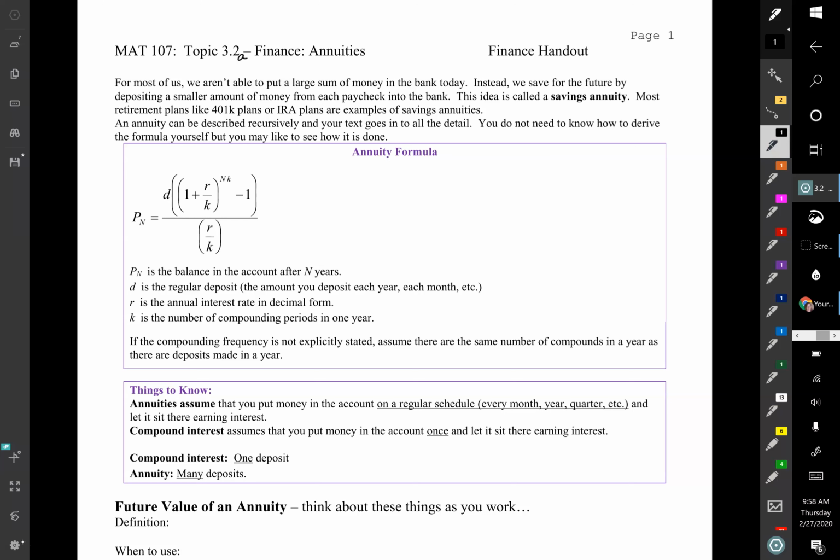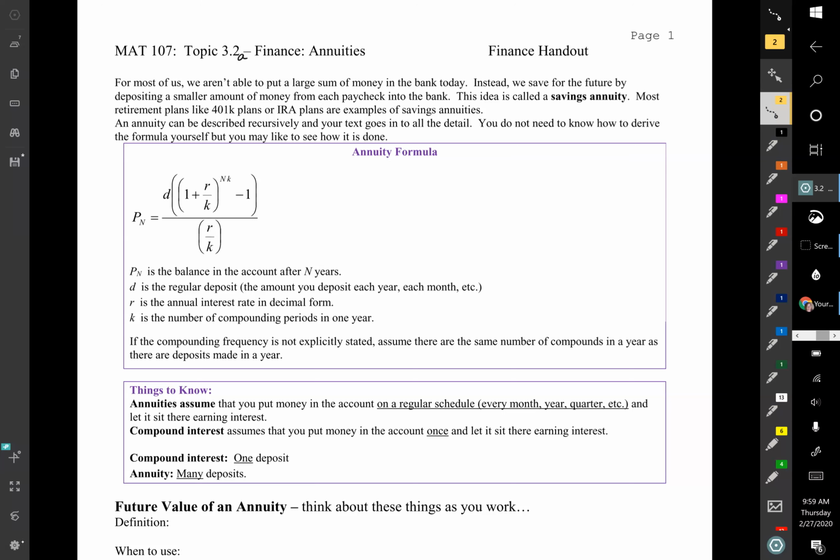So here we have the Annuity Formula. This should be familiar from your lessons. P sub N is the end amount that you end up with. D is deposits, so it's whatever you're putting in every month or so, whatever the period is. K is the number of compounding periods in 1 year. R is the same rate as a decimal. N is time in years.